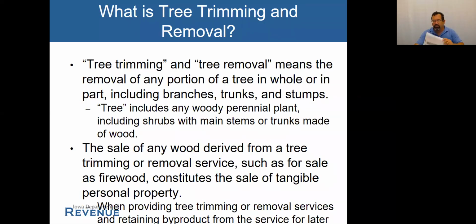Tree trimming and removal is also an enumerated service and is therefore taxable. Tree trimming and tree removal mean the removal of any portion of a tree in whole or in part, including branches, trunks, and stumps. A tree is defined as any woody perennial plant, including shrubs with main stems or trunks made of wood.